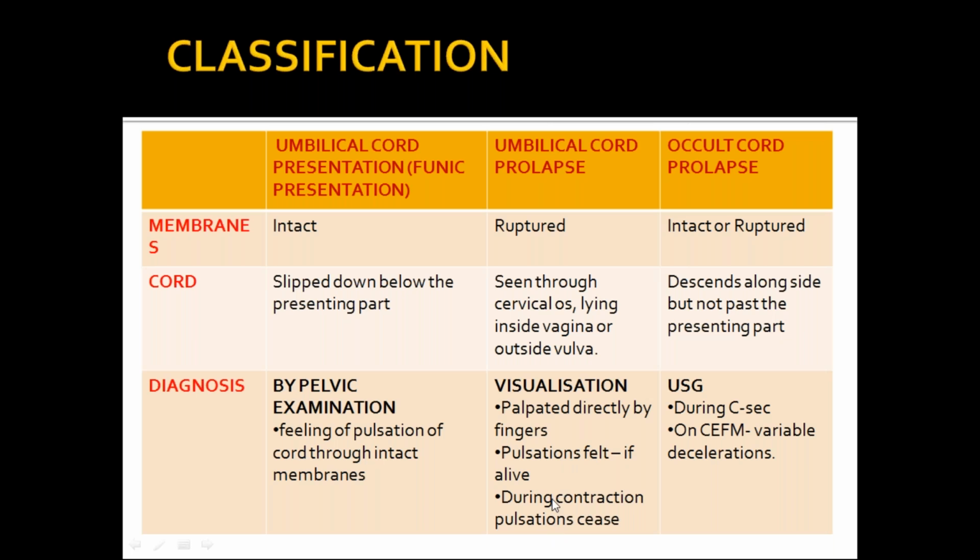And during contractions, what will happen? The pulsations will cease. Here we can diagnose only by ultrasound and C-section. In all the umbilical cord prolapse, the first thing we can diagnose is variable deceleration in electronic fetal monitoring. This is very important: whenever the patient is having contractions and the fetus is having variable deceleration, always think of cord compression or that the cord might be getting prolapsed.